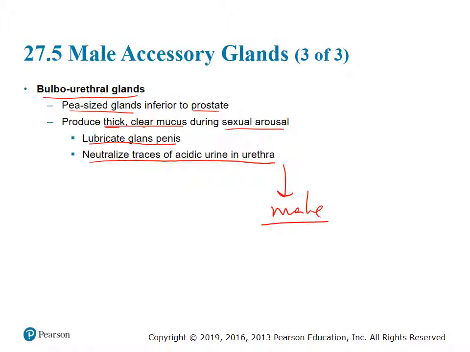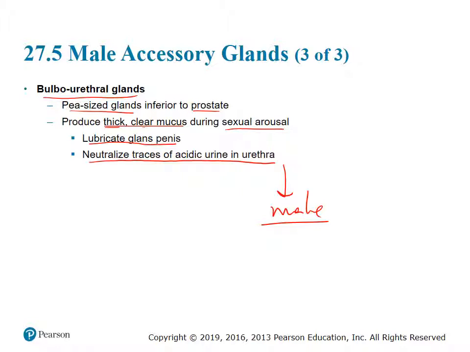So remember that the male has urine and semen both go through it, not at the same time, but both go through it. But there is a little residual, a little bit of urine left over in the urethra, and the bulbourethral gland's secretion neutralizes any of that remaining urine in the urethra, because urine is slightly acidic and will cause the destruction or inhibition of the sperm traveling.